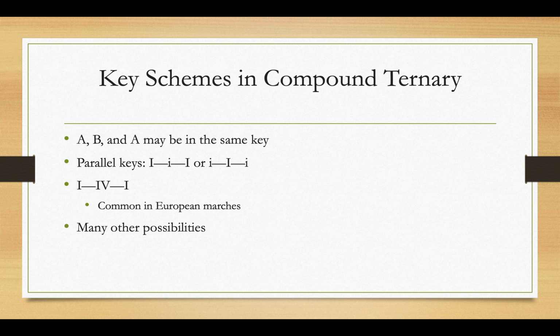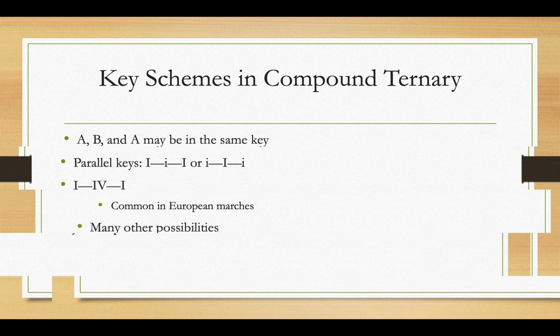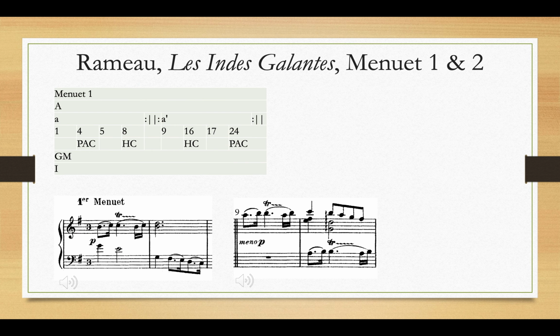Although the 3 that I've listed here are the most common options, there are many other possibilities, whether we're talking about the contrasting middle being in a closely related key or even in a distantly related key. Our first example is a pair of minuets from Rameau's Les Indes Galantes. I'll first discuss each minuet in turn, and then we'll talk about the movement as a whole.